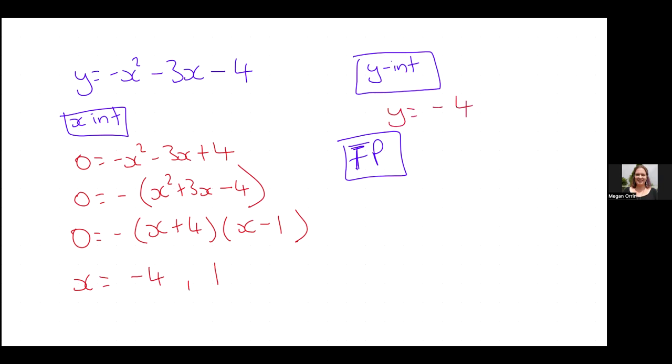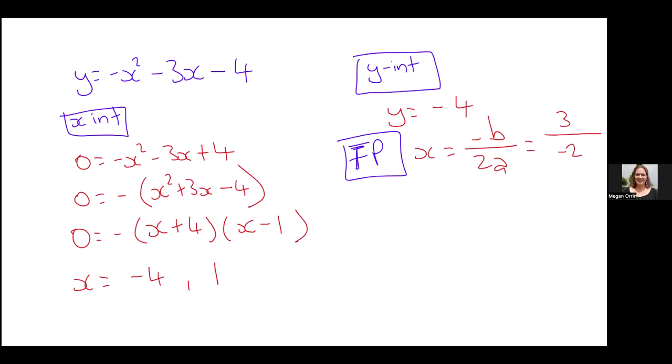All right, the turning point. Remember, it's -b over 2a. So in this case, what's -b? Just +3, because b is already negative. And then 2 times what? It's the number in front of x squared. -1, so it's 2 times -1, which is -2. So then this is -1.5.